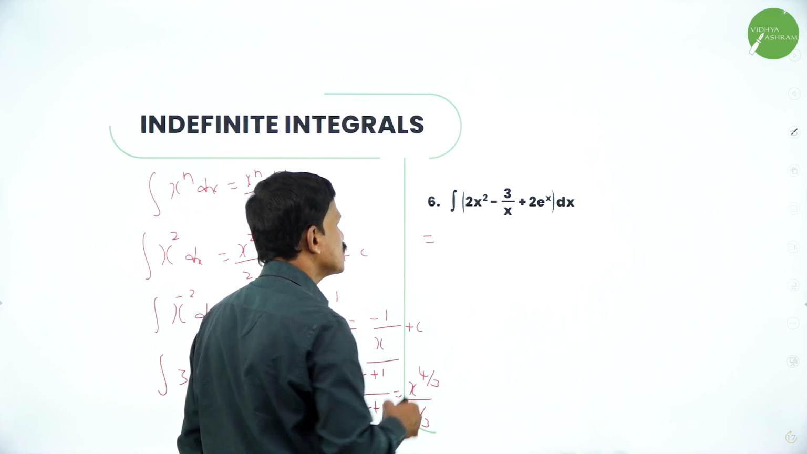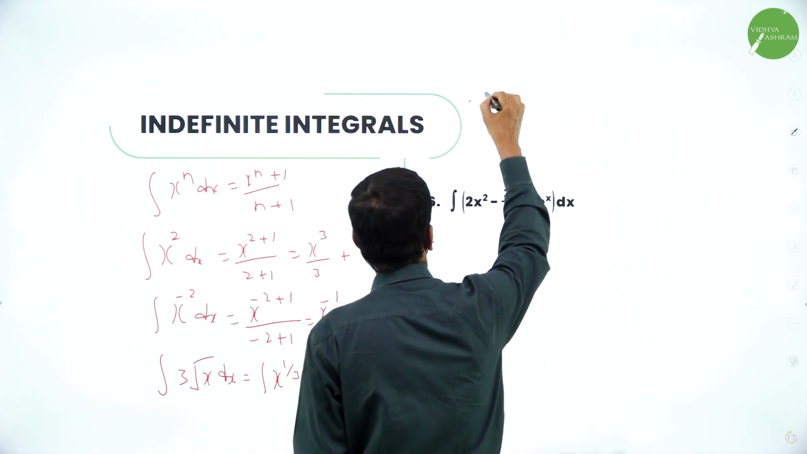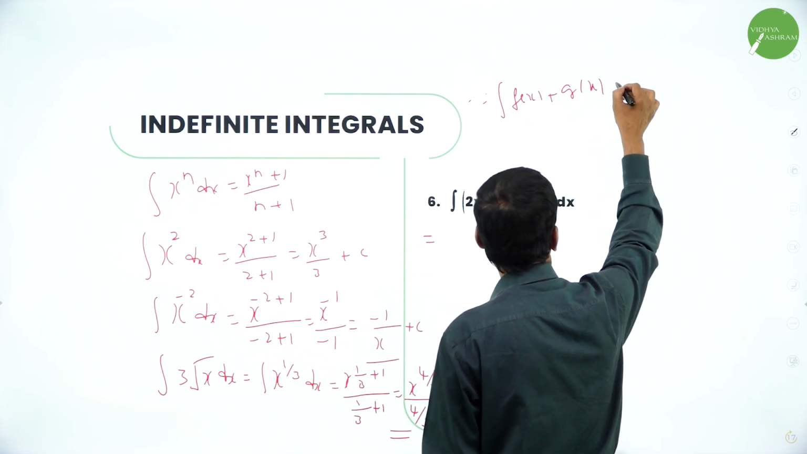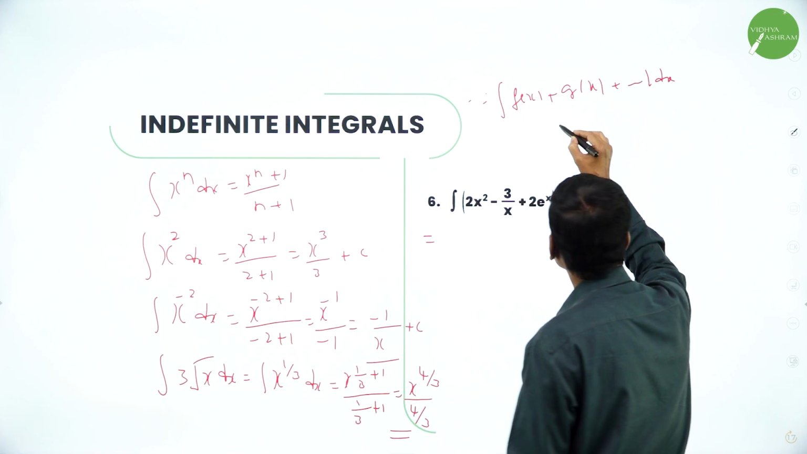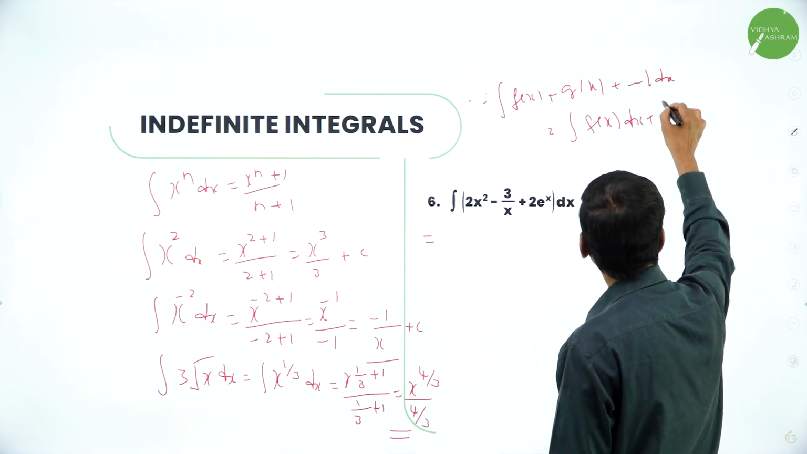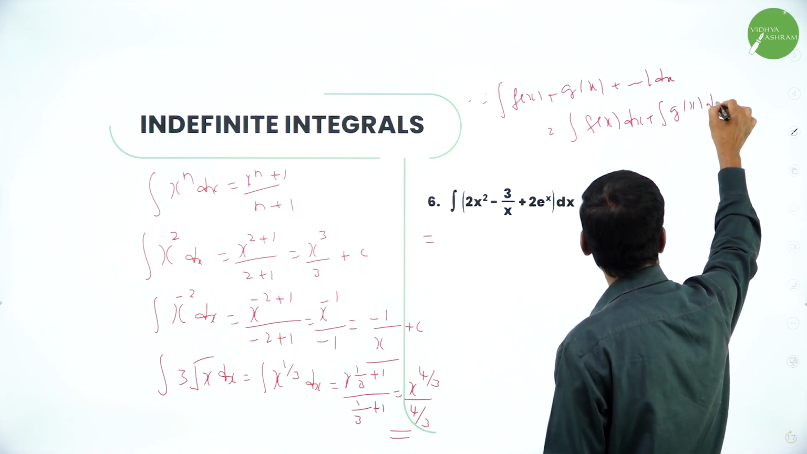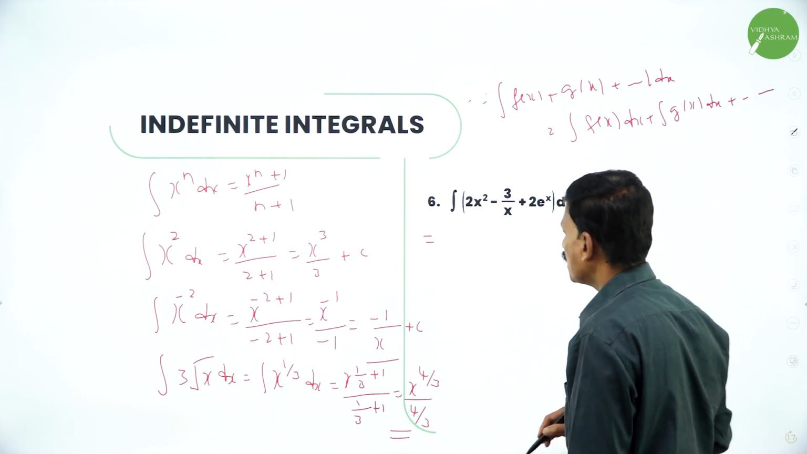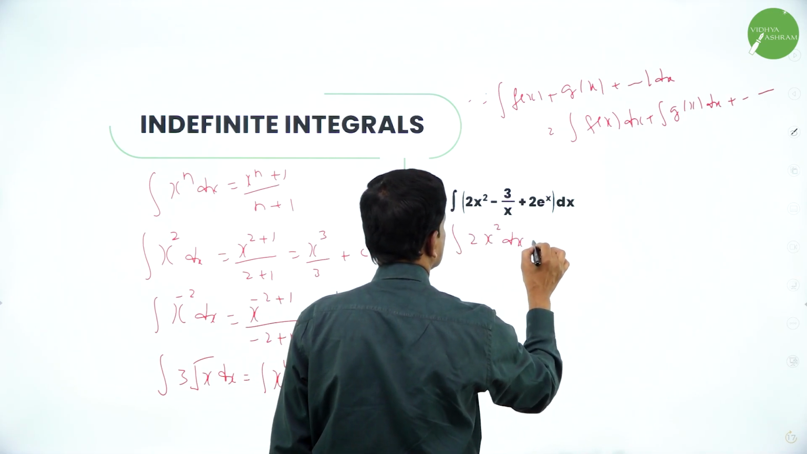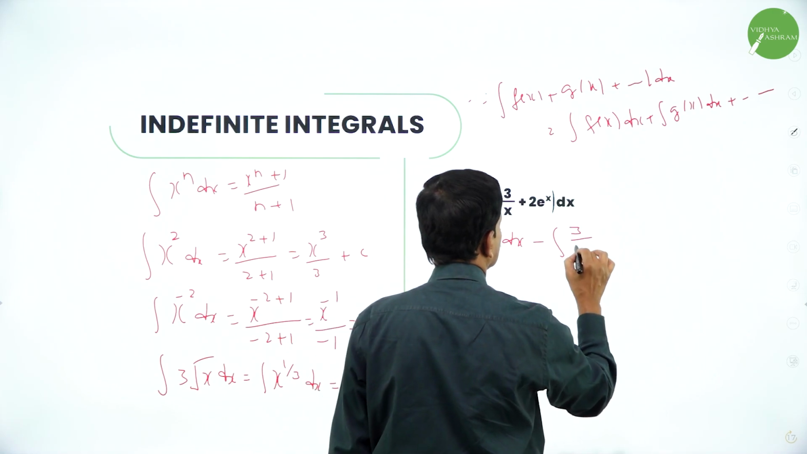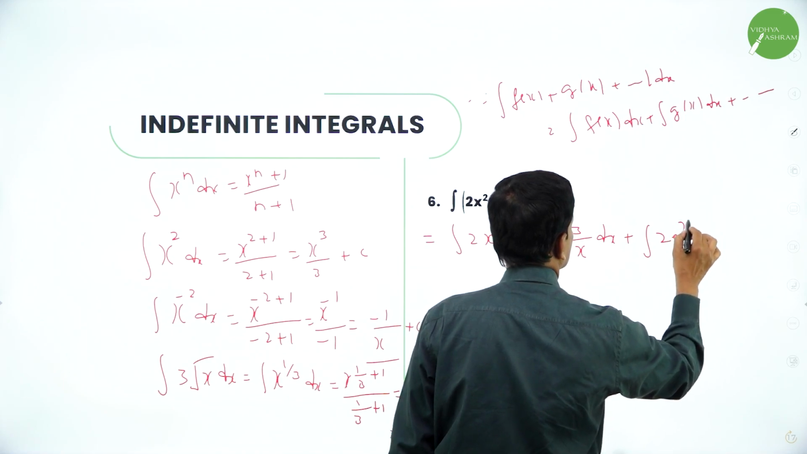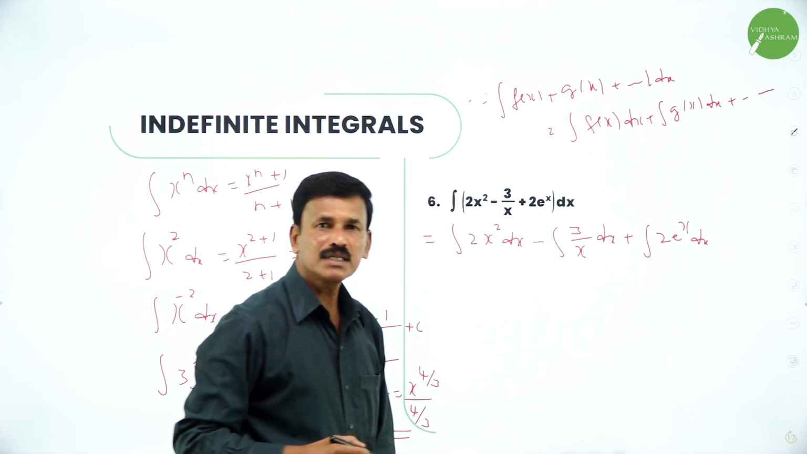So, how to integrate this? This is term by term integration. We know that integration of f of x plus g of x plus etc. dx is nothing but term by term integration: integration of f of x dx plus integration of g of x dx plus etc., for any number of terms. So here this is equal to integral of 2x square dx minus integration of 3 by x dx plus integration of 2 e to the power of x dx. That is term by term integration.